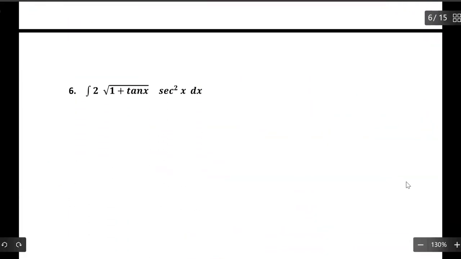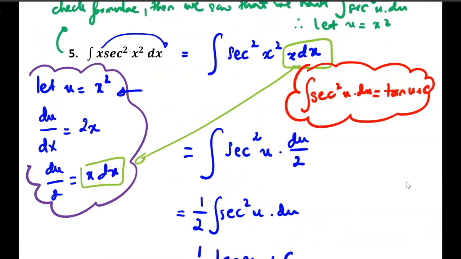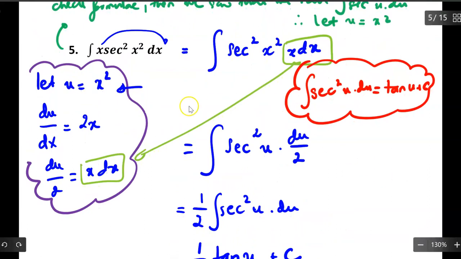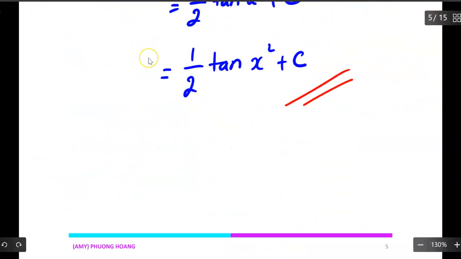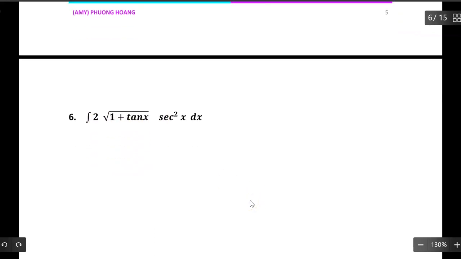For this one, now you see you have secant square of x. Here you have secant square of x squared, and then you let this x squared equal to u. So in here, you probably ask me, do I let this x equal to u? If you let x equal to u, then du equal to dx. There isn't anything else you can do after that. But you see there is a function right here, square root of this function. So if you rewrite this as the exponent, what do you see? If I rewrite this as the exponent, I can write it like this.